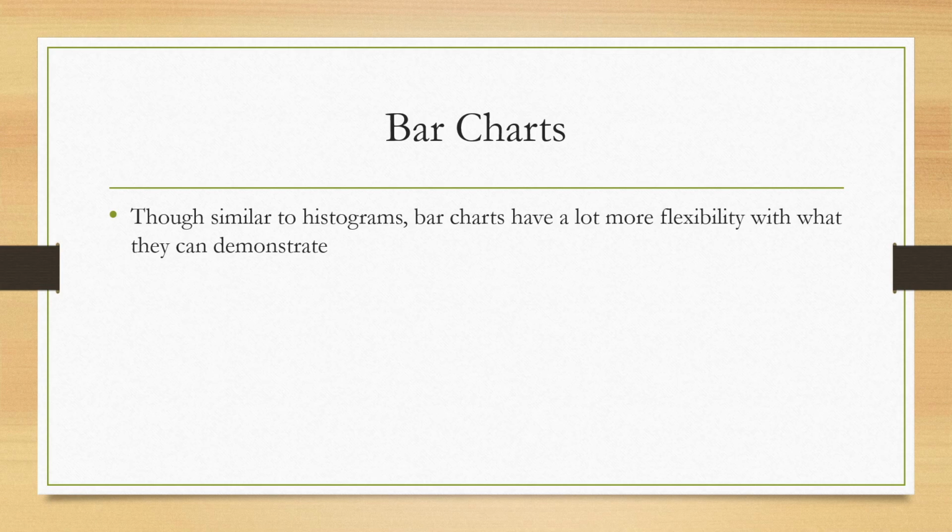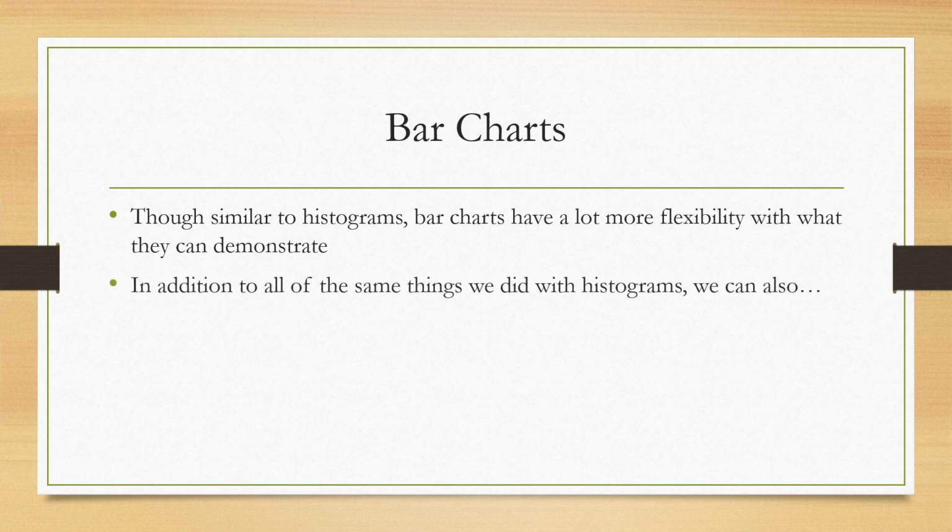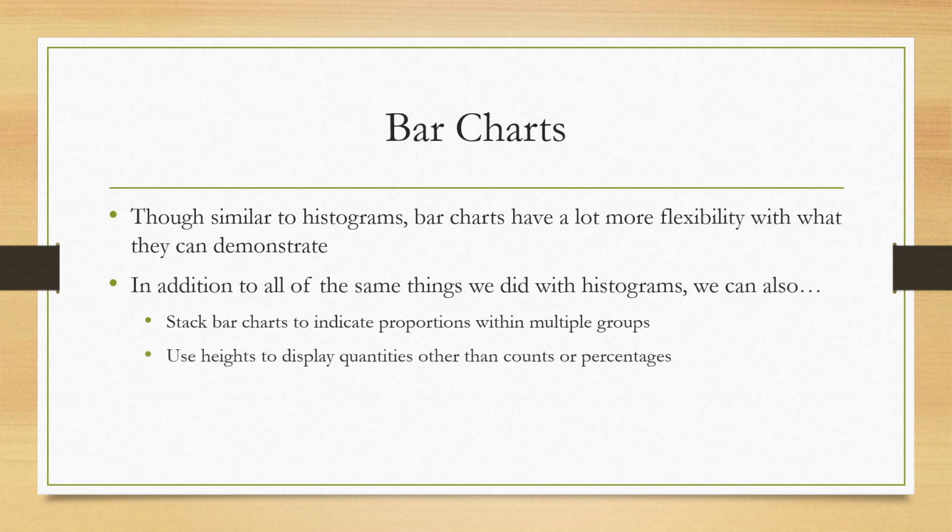Now, what's weird with bar charts is even though these are so similar to histograms, these actually have a lot more flexibility. The reason is because within the category, if you think about it, I can do the counts within the category, but I can also do some other stuff within each category. Now, with a continuous variable, the bars are really relegated to be counts or percentages. But in bar charts, in addition to what we did with histograms, I can do things like using heights to display different quantities than counts or percentages.